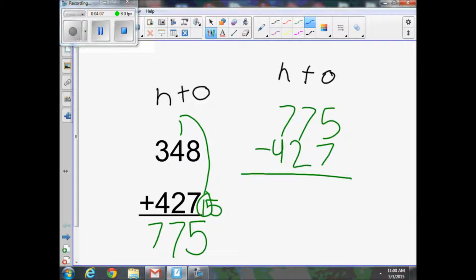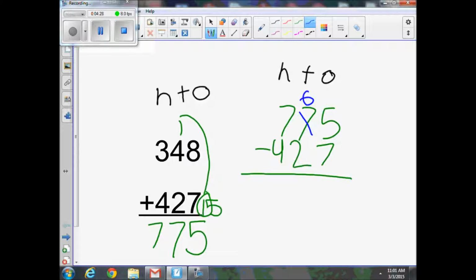It should be 348. We're going to start in the ones place. In the ones place we have 5. We want to subtract 7. If I have 5, can I subtract 7? No. So we have to do what? Go to the tens place and get more. Absolutely. We've got to go next door and get 10 more.